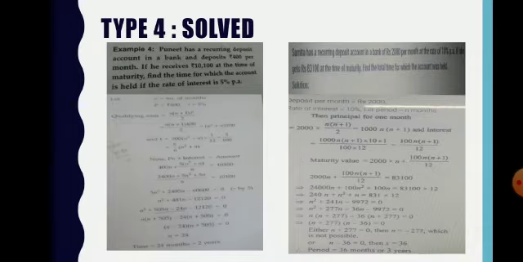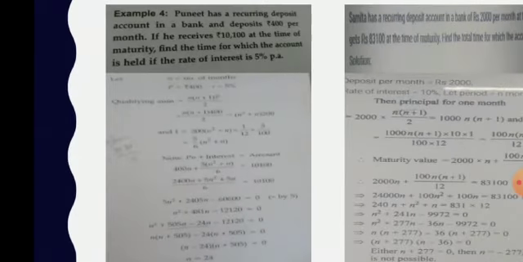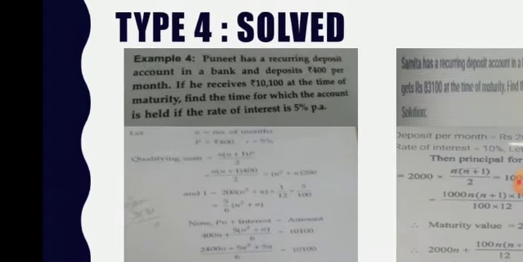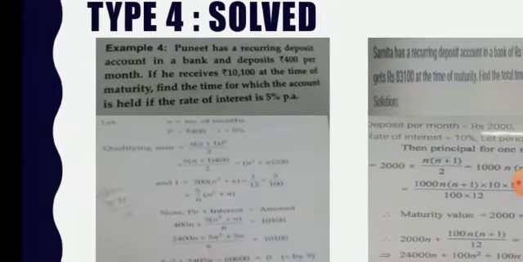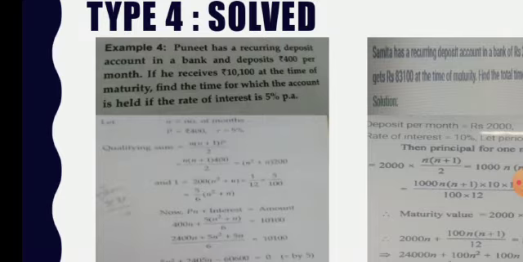Now see type 4. This is very important and complicated. At the end, both places we are using the same method or a different method. Same method means here what they are doing: somewhere they are finding the amount, then interest, adding the two, finding the maturity value. At the end it becomes the same. Now let's see this Puneet sum. Again a very important sum. Puneet has a recurring deposit account in the bank and deposits 400 rupees per month. If he receives 10,100 at the end of maturity, find the time. That means we have to find how long the money was deposited in the RD.